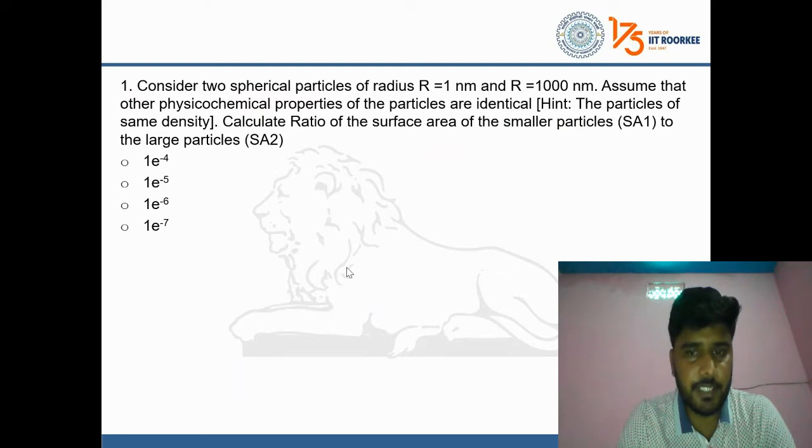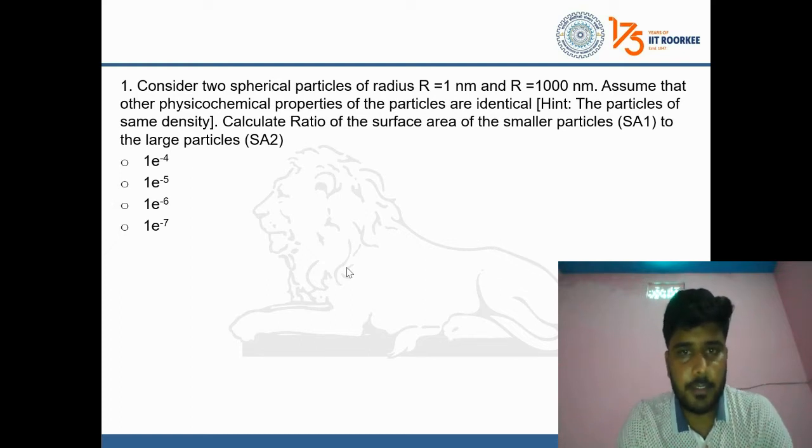This is a very basic question. So consider two spherical particles of radius r. It is given a 1 nanometer, and the second one is the 1000 nanometer. So you have to assume that other physico-chemical properties of the particle will be identical. So you have to just calculate the ratio of surface area of the smaller particles, that is having radius equal to 1 nanometer, to the larger particles, that is having radius to 1000 nanometer.